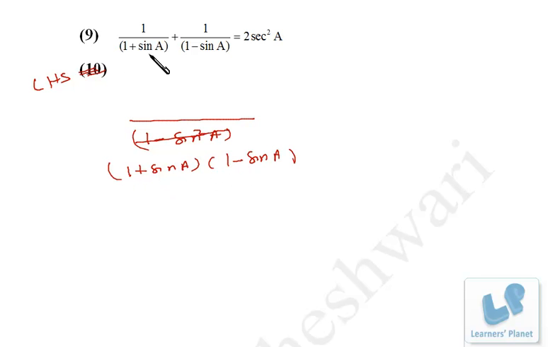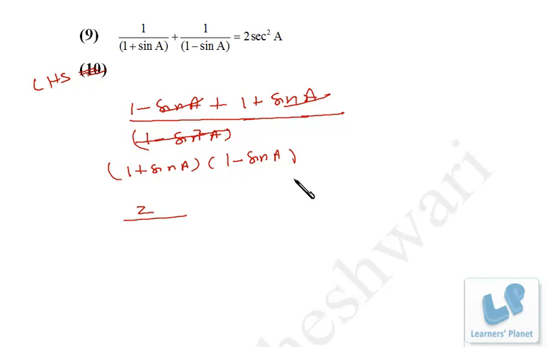Now if we take the LCM, 1 plus sin a will be cancelled from 1 plus sin a. So here we will write 1 minus sin a. Similarly, 1 minus sin a will be cancelled from this. So here we'll be writing 1 plus sin a. Right? So this is cancelled. So this is 2 upon 1 plus sin a into 1 minus sin a.